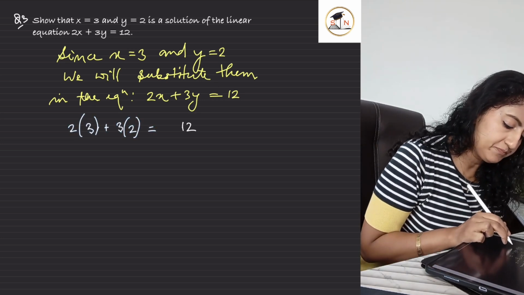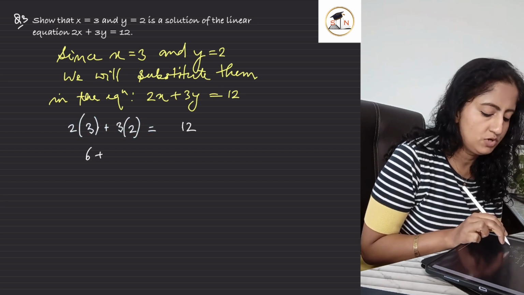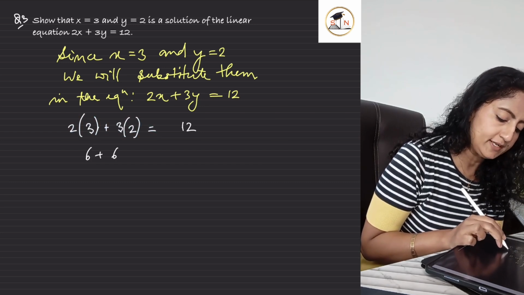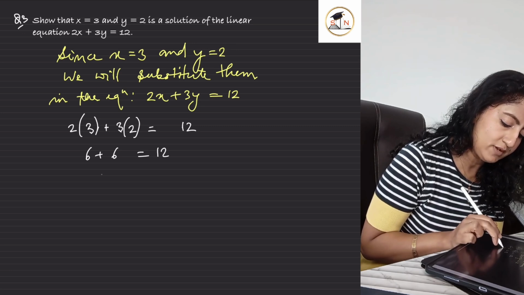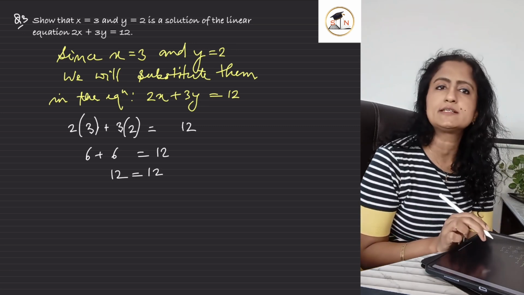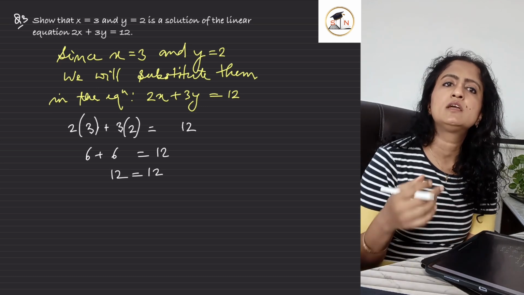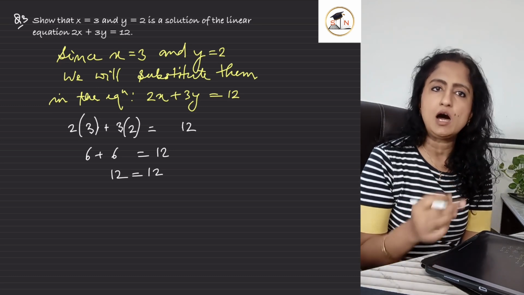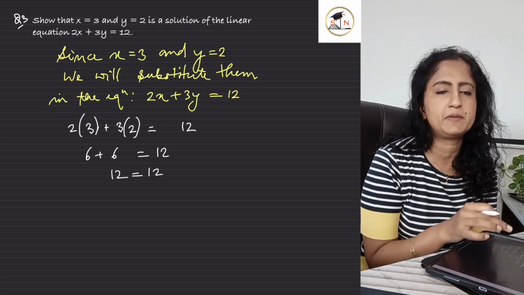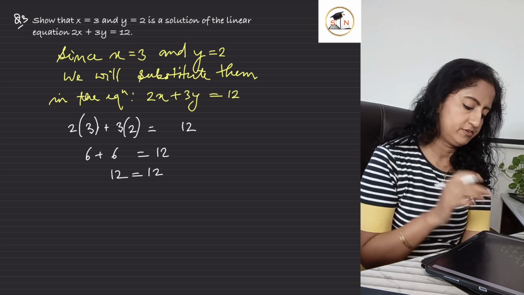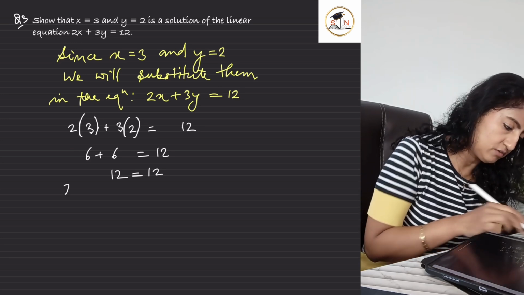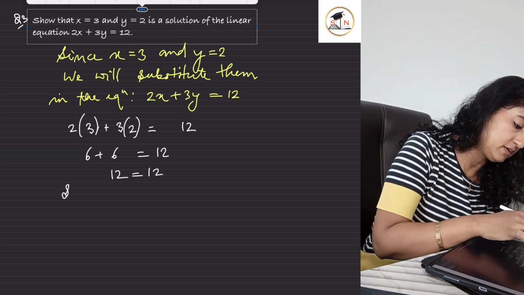So 2 times 3 is 6 and then 3 times 2 is again 6. So what do we get? 6 plus 6 is 12 and we got both sides equal. Whenever we get both sides equal, that means the given values of x and y are the solutions of the respective linear equation, right?